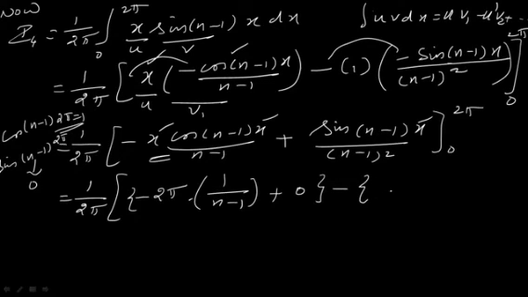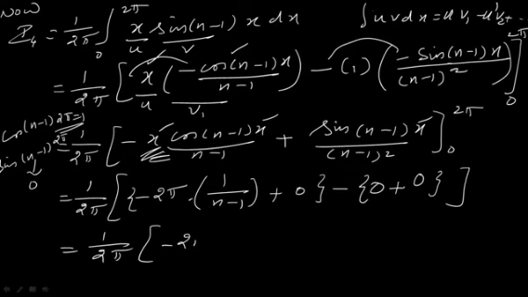Upper limit minus, coming to the lower limit, if you replace this x by 0, what happened? 0. 0 into anything is 0. So the first term becomes 0 plus sin n minus 1 0. Sin 0 is 0. So there is no lower limit. Simplifying this, what happened? 1 by 2 pi minus 2 pi of 1 by n minus 1. So 2 pi and 2 pi being cancelled. So you get minus 1 by n minus 1.